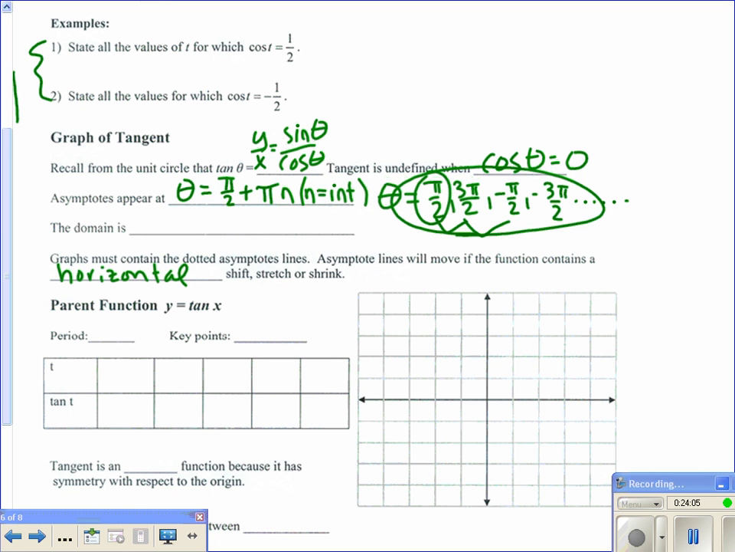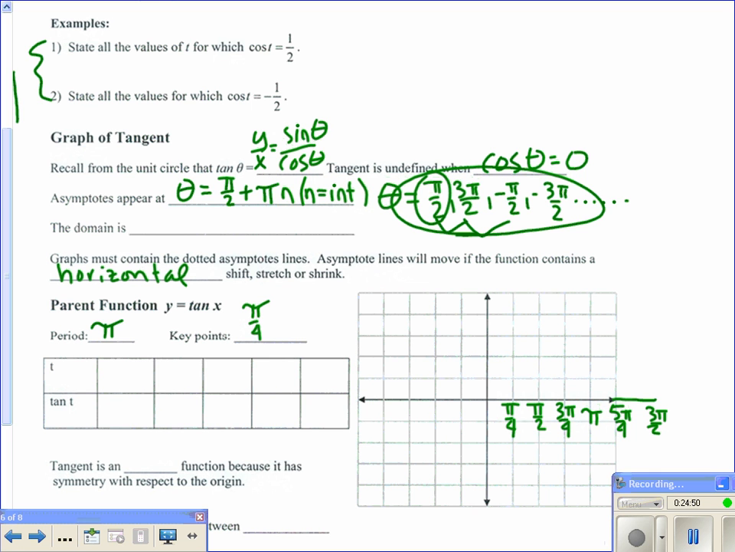So on my graph, the period is a little bit different, which we'll look at in a second, but I'm going to tell you right now that the period is pi. So the period for tangent is different than sine and cosine. So your key points, remember, your period divided by 4. In this case, pi over 4 is going to give me my values. So I'm going to do pi over 4 on my graph. So we have pi over 4, and if I add another pi over 4, that would be 2 pi over 4 or pi over 2. Then we have 3 pi over 4, and then 4 pi over 4, and then 5 pi over 4, and I'm going to do one more to go to 6 pi over 4, which is 3 pi over 2.